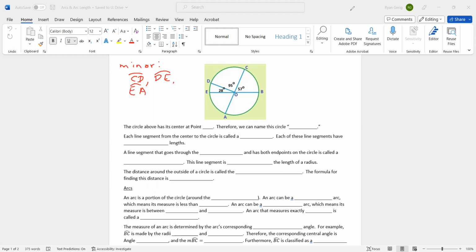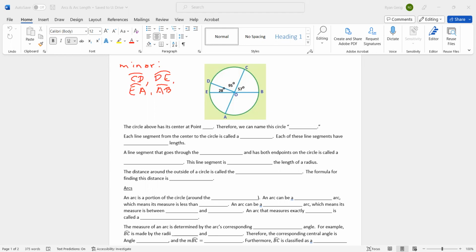And AB is another. Those are all less than 180. Now you're looking at EA and AB, and you're thinking, how do I know? Well, it goes kind of with what I'm about to show you here.